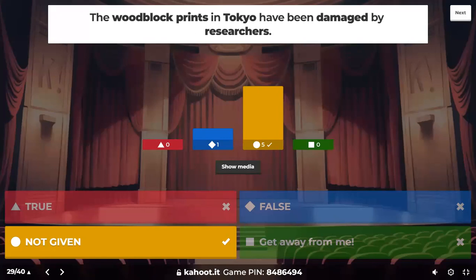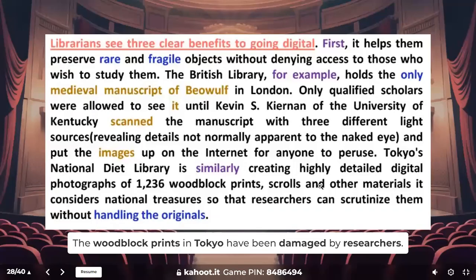Okay, great. Very good. Excellent. Now here we have 5 students who have opted for the correct answer. Before I display the results, I'd like to go back here. If you look at this one, the wood block prints in Tokyo have been damaged by researchers. Now, Tokyo's National Diet Library similarly creating highly detailed digital materials and other materials considered national treasures, so that researchers can scrutinize or study them without handling the originals. Now this is the purpose, this is why they are creating them.